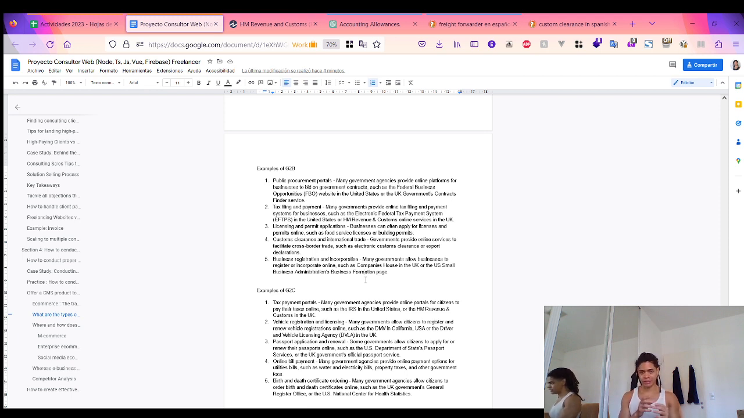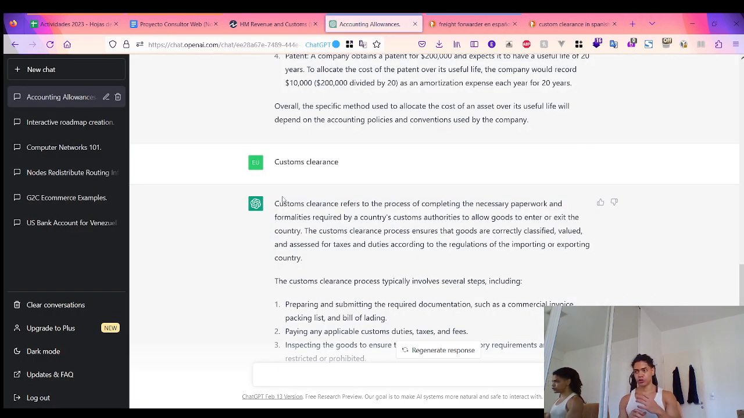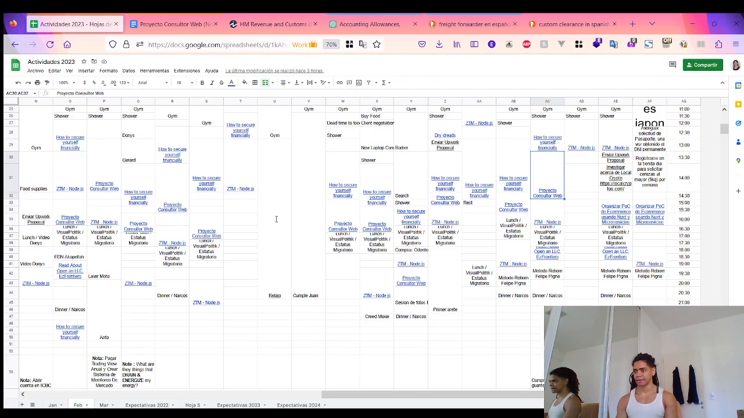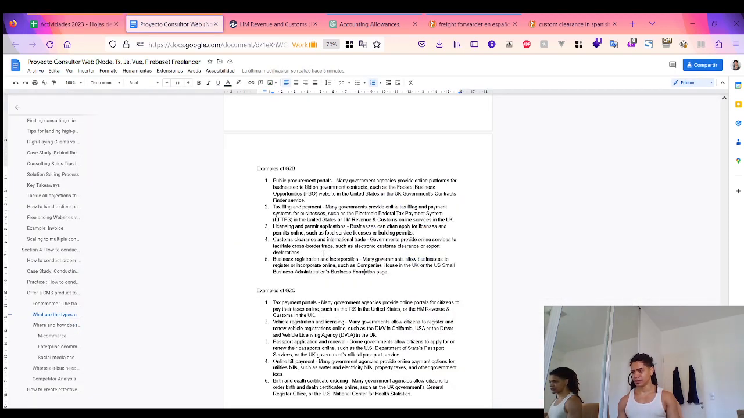When I look at customs clearance, it refers to the paperwork. So customs clearance refers to the process of completing the necessary paperwork required by a country's customs authorities to allow goods to enter or exit the country, such as electronic customs clearance or export declaration.